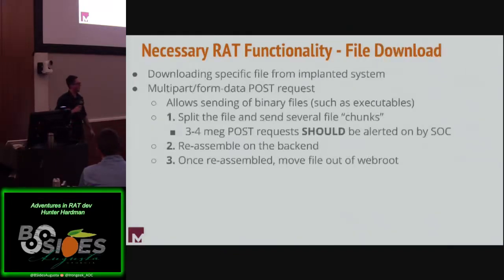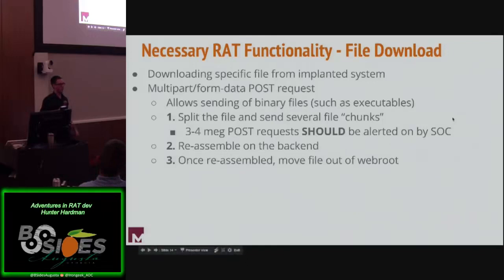Now we're going to go on to file download, specifically downloading a file from an implanted system. So if you want to pull down somebody's C:\Windows\boot.ini, you could. The best way I've found to do this is just with a multi-part form data POST request, which allows you to set boundaries, and it also allows you to send binary data without having to do any modification or mucking around. So what I do first is split the file, and then send it in several chunks, because nothing gives the SOC a better lead than all of a sudden seeing a huge 100 meg file, depending on if you're sending an archive or whatnot.